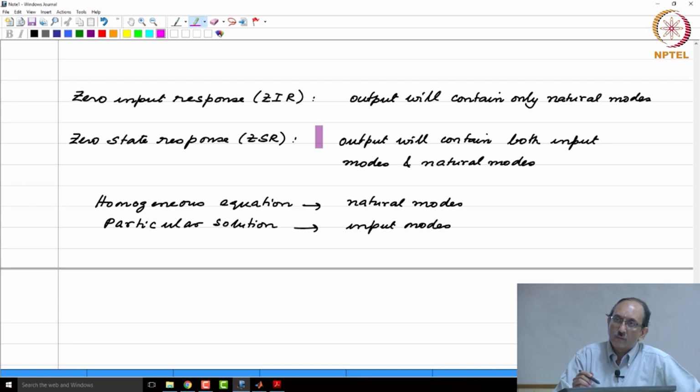Because they arise from the way the system is interconnected, the natural modes will manifest themselves when you zero out the input and let the initial conditions decay out, or when you supply a sudden input to a system. So, only natural modes are common between these two.